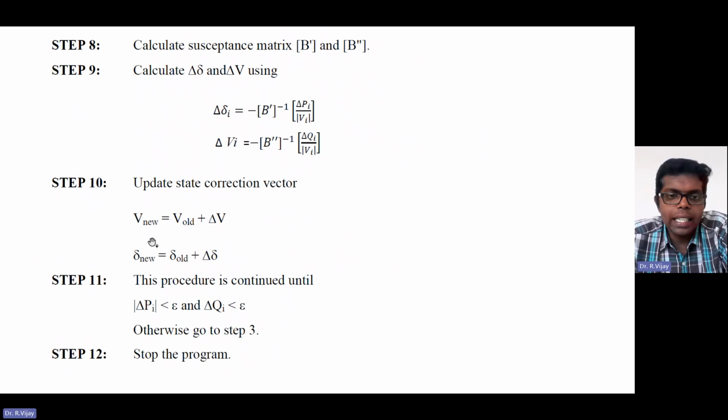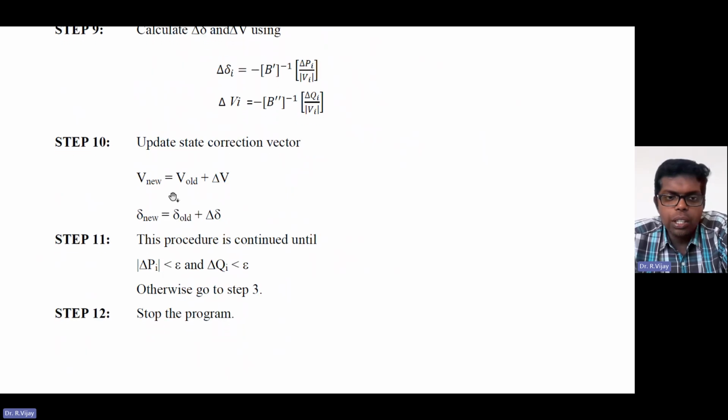So what is the state correction vector? V new is equal to V old plus del V, and del new is equal to del V. These steps you need to repeat if the tolerance limit is not satisfied. Otherwise you need to stop the program. That is step number 12.